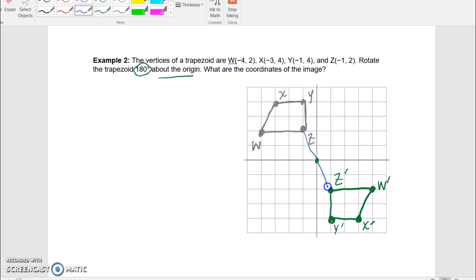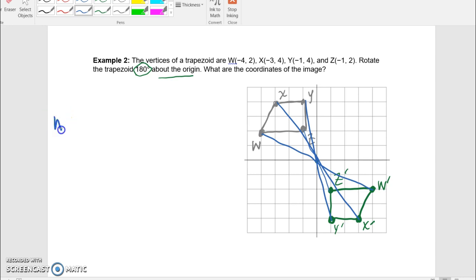If I drew lines through these points and I measured from X to X prime, Y to Y prime, all of those lines would be straight lines, which are 180 degrees. So that's why we call that a 180-degree rotation.